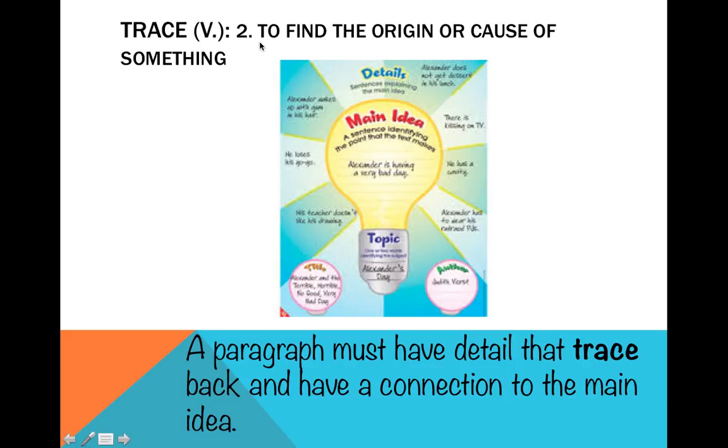Second definition of trace is to find the origin or cause of something. A paragraph must have details that trace back and have a connection to the main idea. So when you're writing, it is important to have a main idea in every paragraph and in your essay in general, your thesis statement. Every other detail that you write in your paragraph has to come from the main idea. The main idea is the origin of those details that you write in your paragraph.